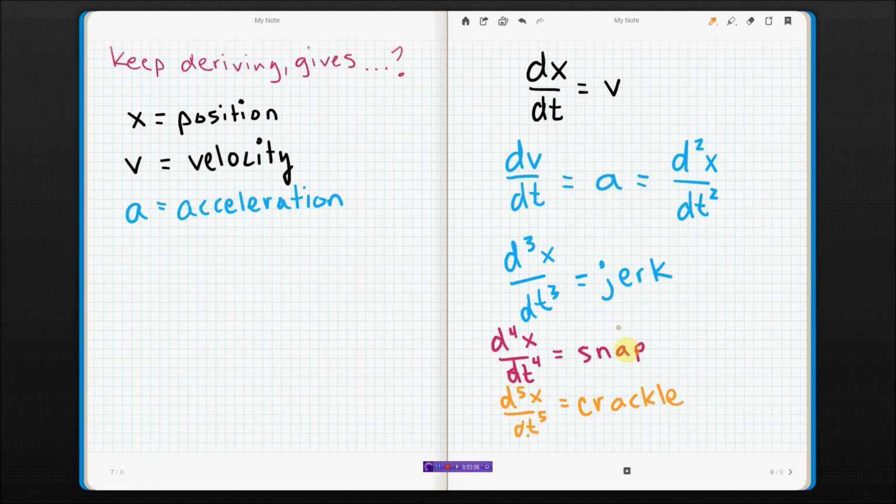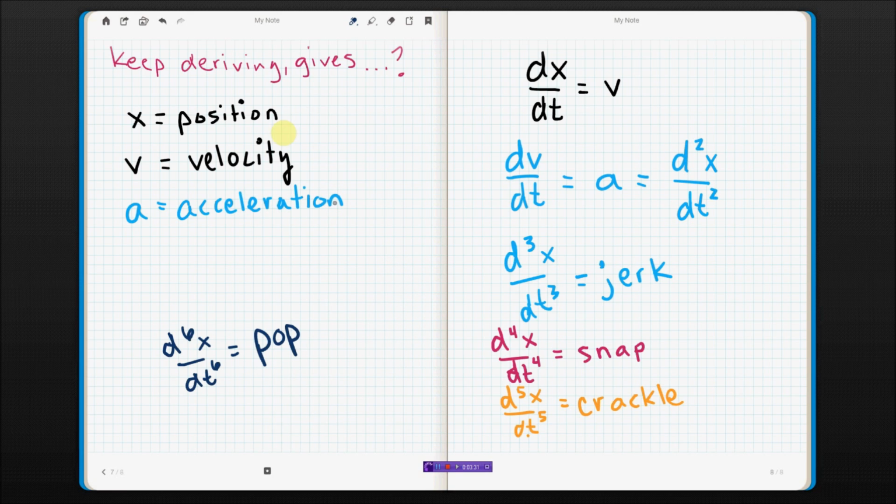And what do you think the sixth derivative of position is called? That's right, and I'm running out of room. It's going over here. Great finale here. It is called a pop. I'm not kidding. These are in a book somewhere. You look it up anywhere, and that is what it says.